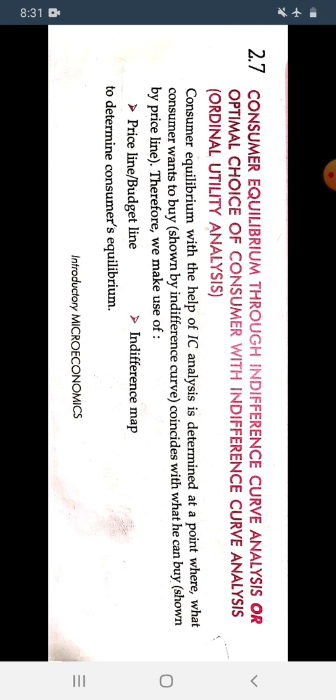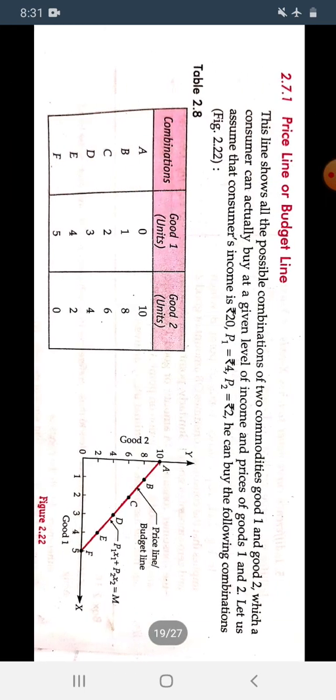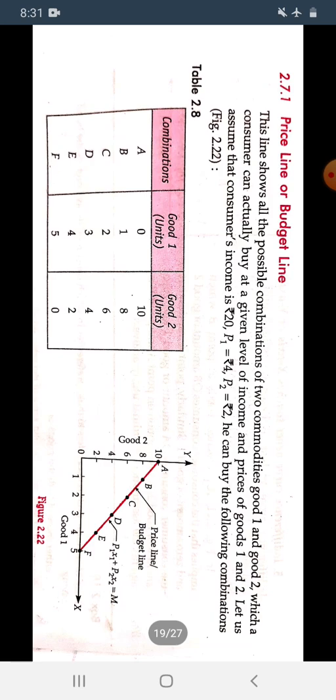What is an indifference curve? A group of indifference curves is called an indifference map, used to determine consumer equilibrium. First is the price line or budget line. This line shows all the possible combinations of two commodities, good 1 and good 2, which a consumer can actually buy at a given level of income and given prices of good 1 and good 2.